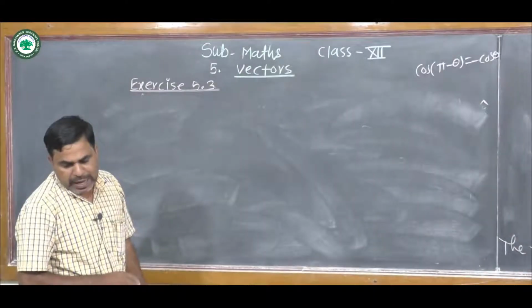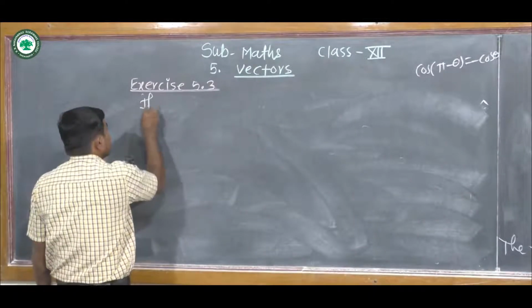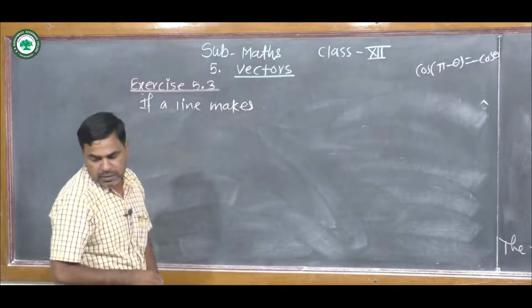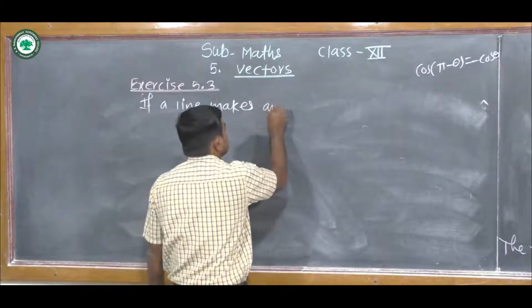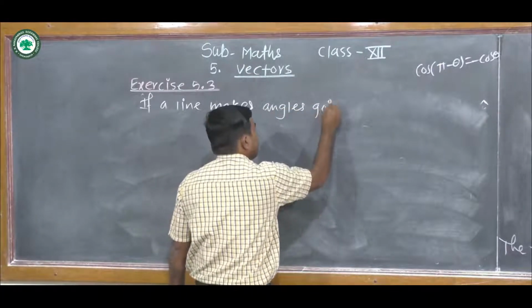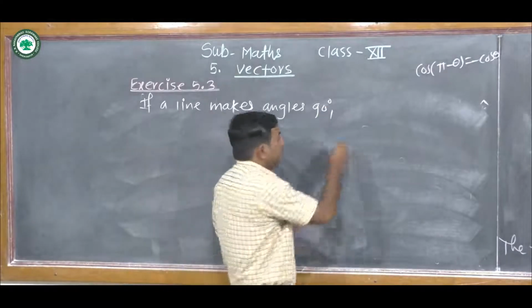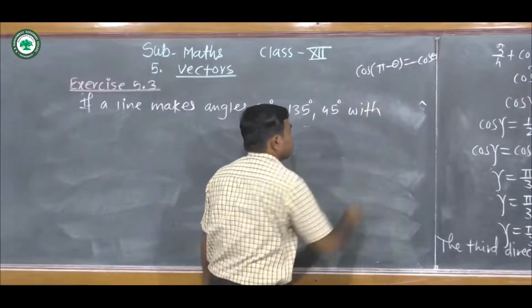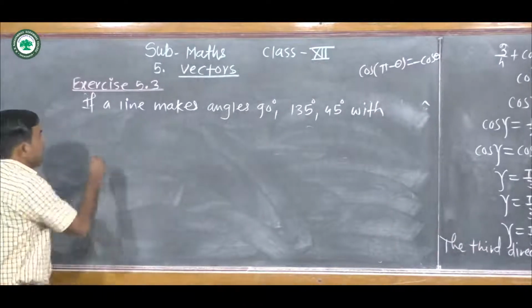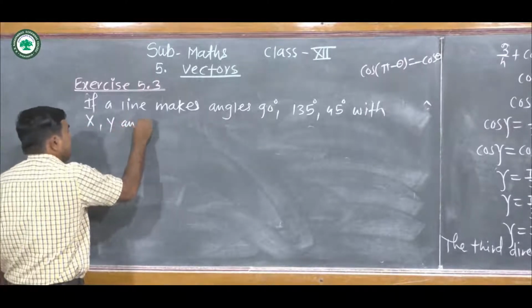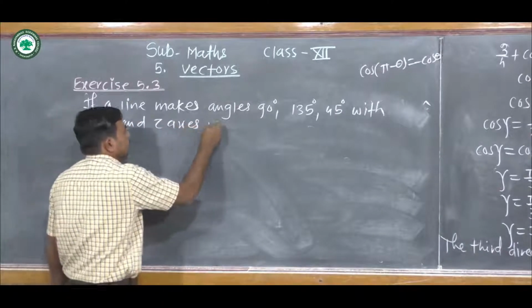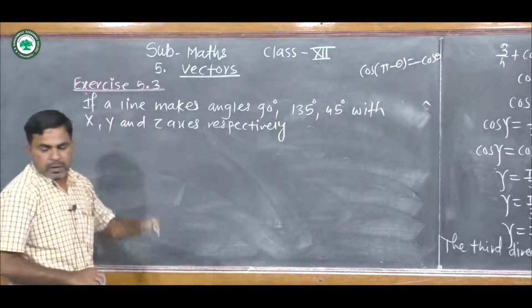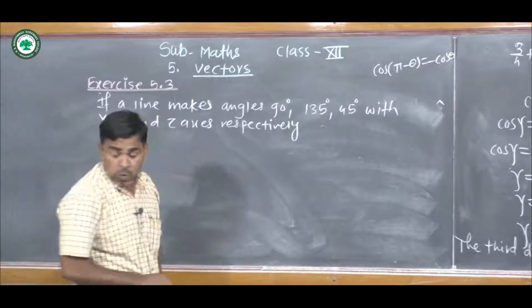If a line makes angles 90 degree, 135 degree, 45 degree with the x, y and z axis respectively, then find its direction cosines.